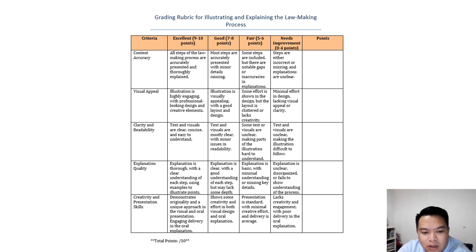Then there is the explanation quality, on how you're going to explain your infographic. The explanation is thorough with a clear understanding of each step, using examples to illustrate points. You must be able to explain thoroughly and provide examples in each step. Finally, there must be creativity and presentation skills, for a total of 50 points. You must submit this in our Google Classroom. Deadline will be on Monday, 5 p.m.